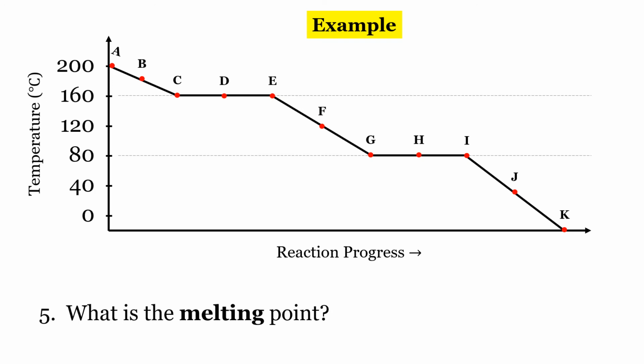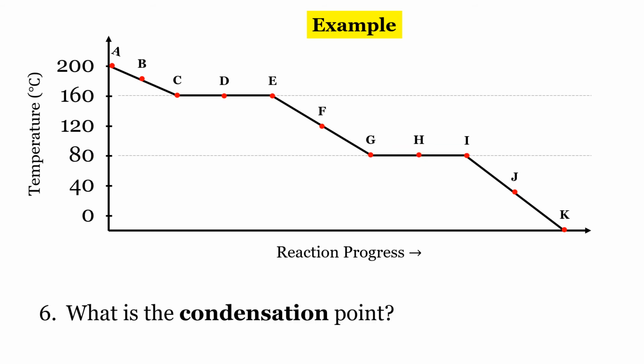So in the previous question, we identified the freezing point as 80 degrees, and this one's asking for the melting point. This is kind of a trick question because both the melting and the freezing point are the same point, and this will always be the case, right? So at 80 degrees, we're both melting and freezing.